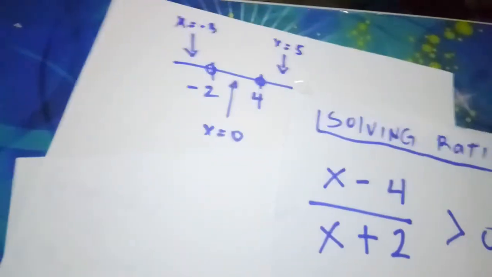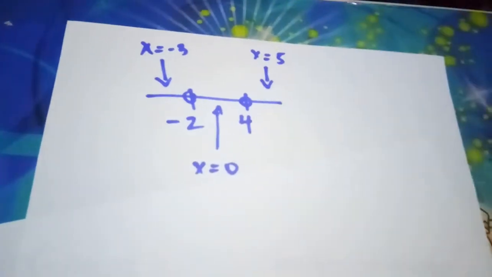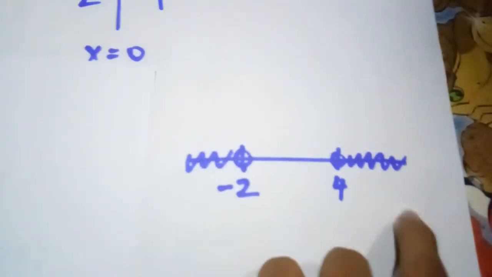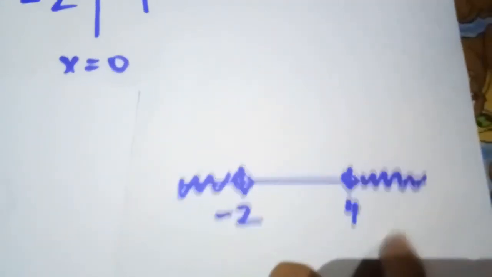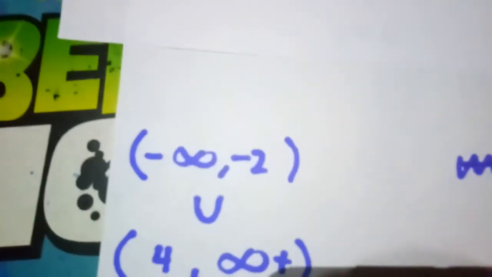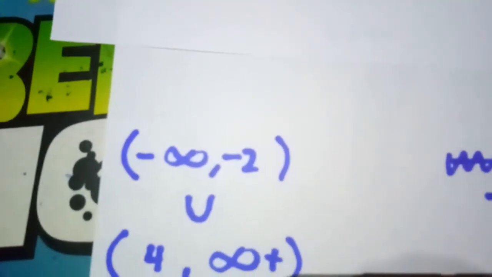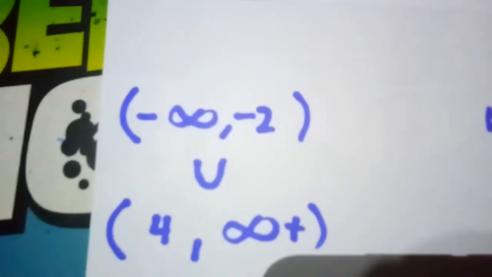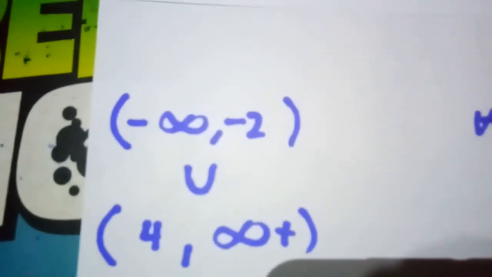So as you can see here, this is what will be shaded. Our solution here is negative infinity to negative 2, union 4 to positive infinity.